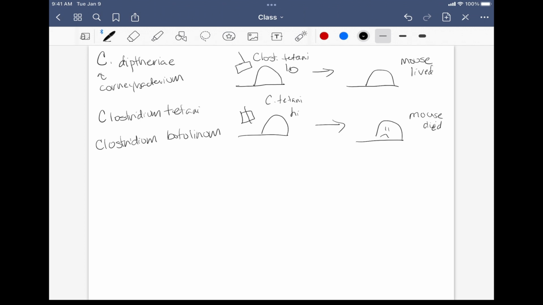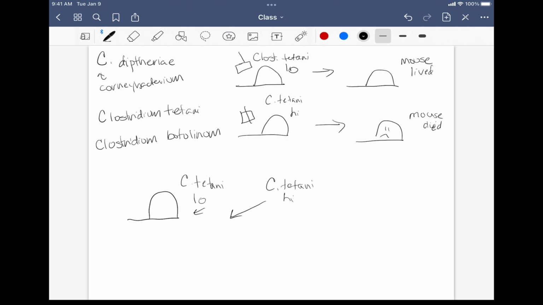They next did an additional experiment where they took a mouse that received a Clostridium tetani infection, specifically one with a low dose. Remember, this is an infection that the mouse lived through previously. And then they infected that same mouse again with Clostridium tetani, the high dose. And this is the dose that previously killed the mouse.